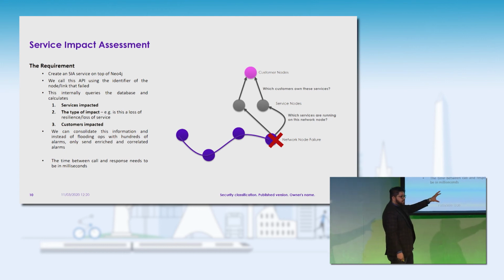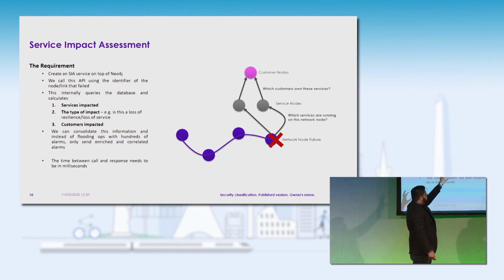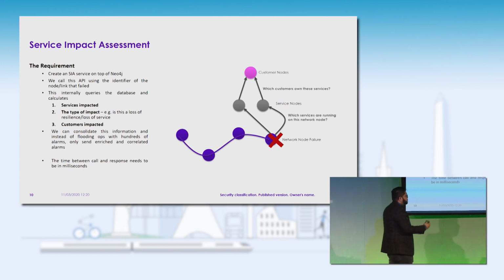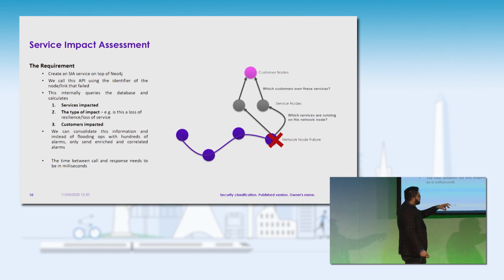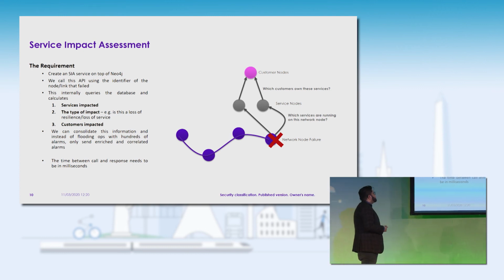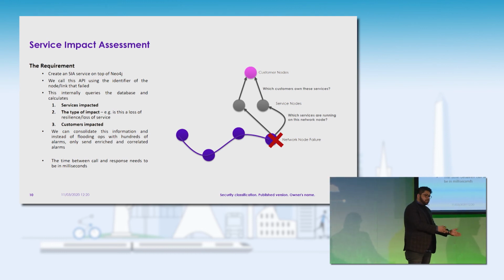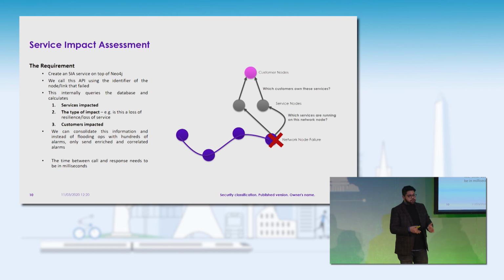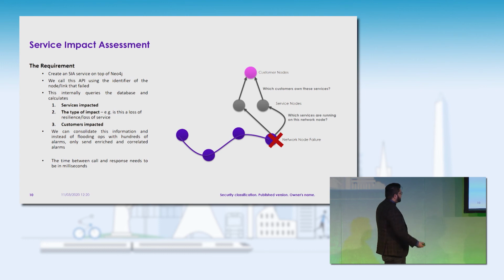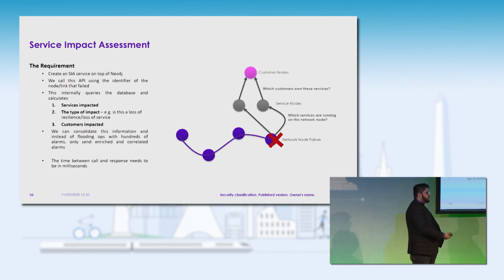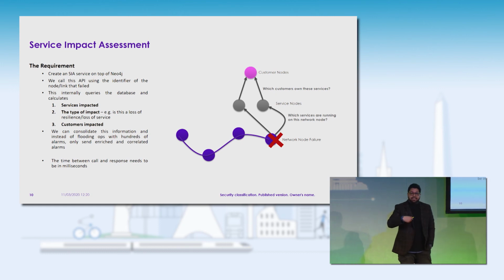Because we have that layered architecture where you have network, services, and customers, if we have a node failure somewhere, we can just query the graph to say which services are running on this network node. And from the services, you can find out which customers own these services. So in that way, you have an enriched alarm that reaches operations that tells you what went wrong, what are the services impacted, and who are the customers you should engage with. And that, again, needed the call and response to be in milliseconds because every second counts in a scenario like that.